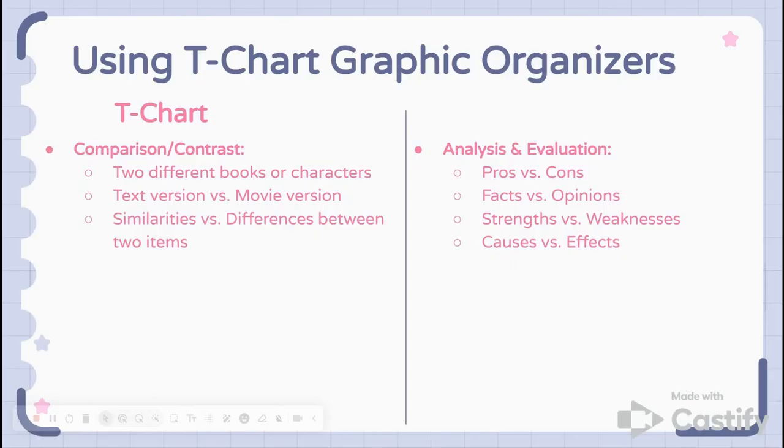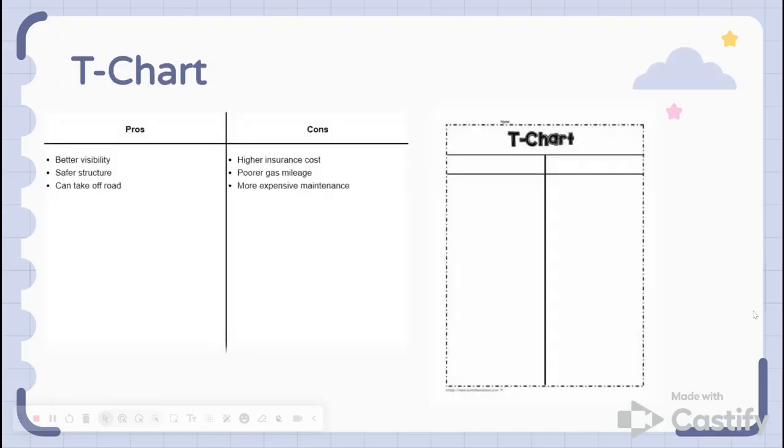You could also use the T-chart graphic organizer to analyze and evaluate maybe the pros and cons for decisions like moving or changing careers, facts versus opinions when analyzing a news article or text, strengths versus weaknesses for project planning, or causes and effects, understanding events in history or science. Here are a couple examples of the T-chart graphic organizer.